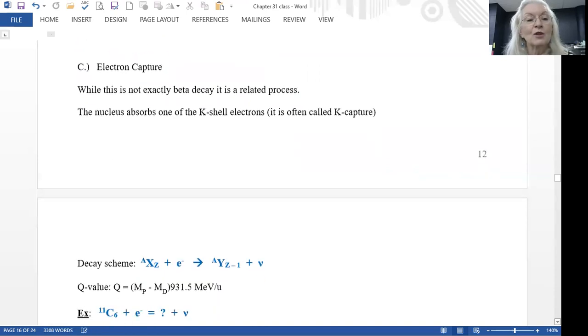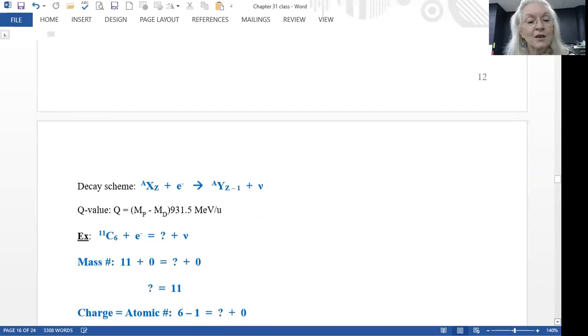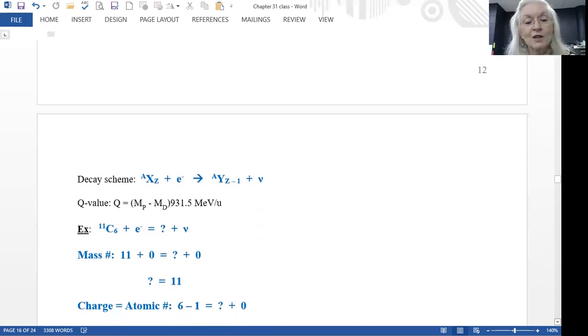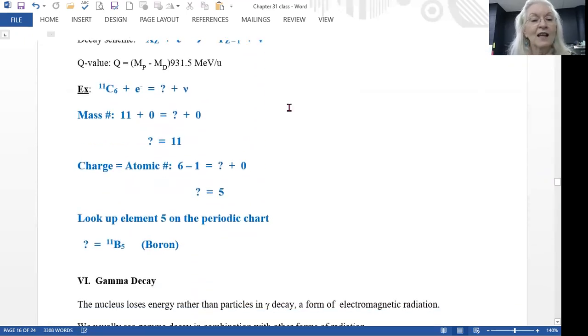Electron capture is not exactly beta decay, but it is related. In electron capture, the nucleus absorbs one of those K-shell electrons. So it is sometimes called K-capture. You don't need to know the decay scheme. You don't need to know the Q value, and you don't need to know how to find the resultant. If I ask about what is electron capture, it's sufficient if you can tell me it's when one of those K-shell electrons gets absorbed and then decay takes place.